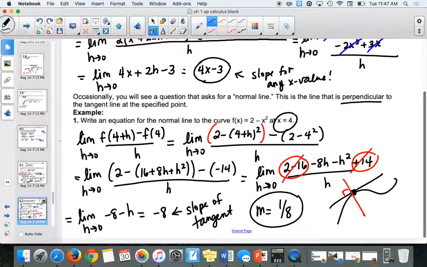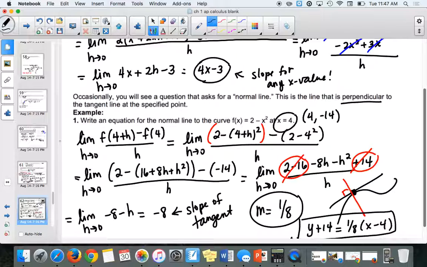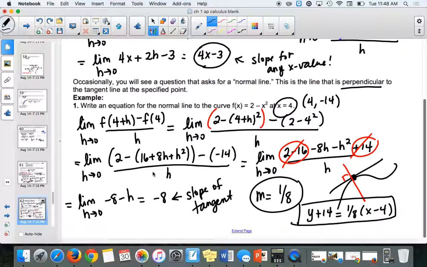So what is the equation then? So we still have the point 4 comma negative 14. You guys see where I got that? Right here, negative 14. So it's going to be y plus 14 equals 1/8 times x minus 4. That's our slope of our normal line. How did you just drop the negative 8? How did I drop the negative 8? Because I plugged in h goes to 0. Right? Oh, right. Okay. Yeah.